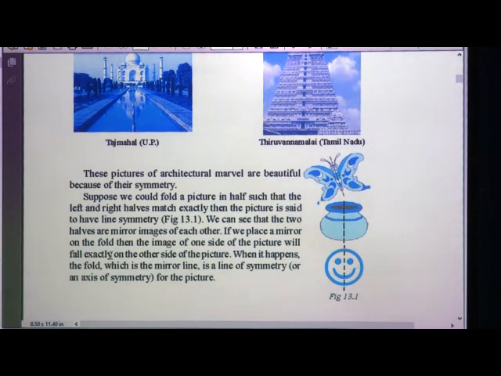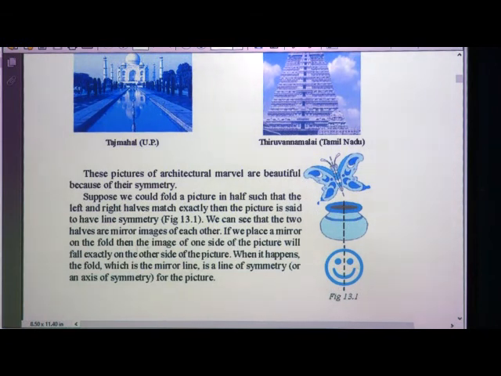When we place a mirror on the fold, then the image of one side of the picture will fall exactly on the other side of the picture. You can draw an image of a butterfly and fold it into two equal parts, and on this dotted line you can place a mirror. You can see exactly the other side of the butterfly. It is nothing but what is called a mirror image.